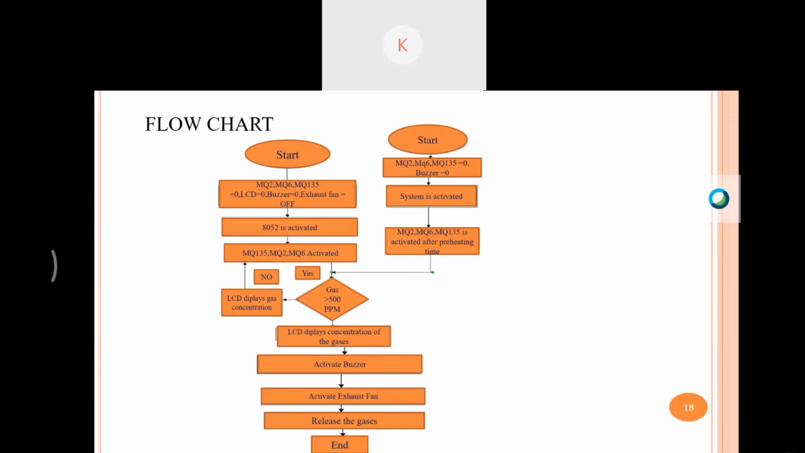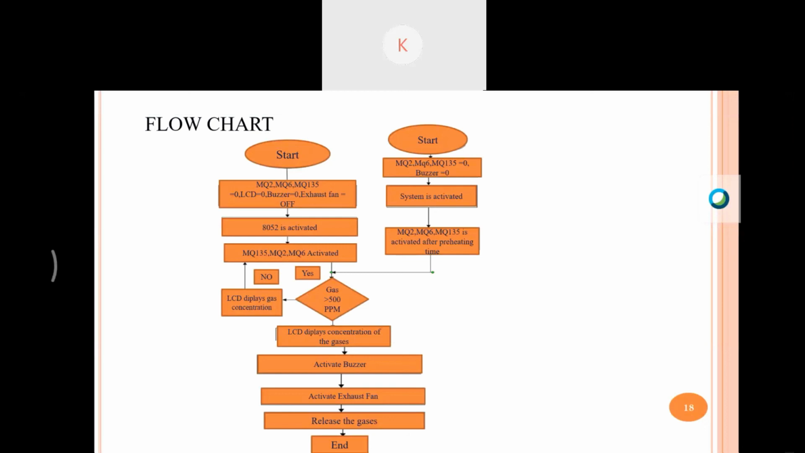Someone can set a different value like 400 or 500, which is the middle value of the gas. So if the gas concentration increases above 500 ppm, then the LCD displays that some gas is detected, and also shows its concentration, like 600 ppm. When gas is detected, the buzzer is activated, which means the system tells us that the gas is detected and acts as a warning system.